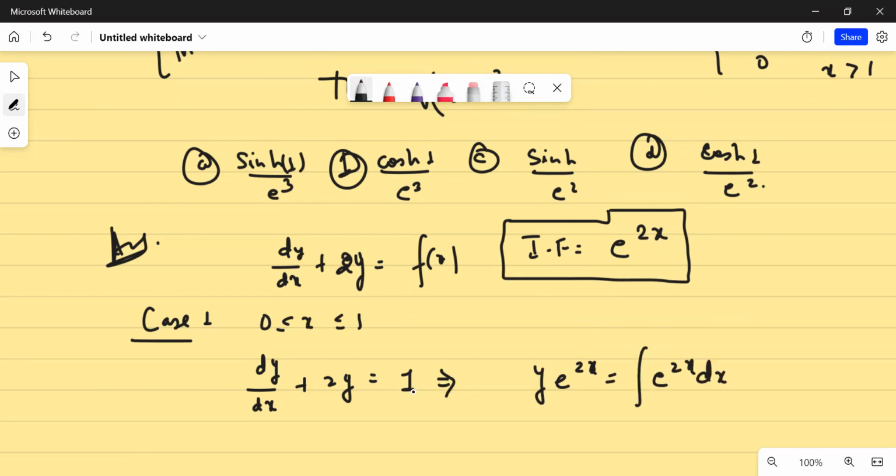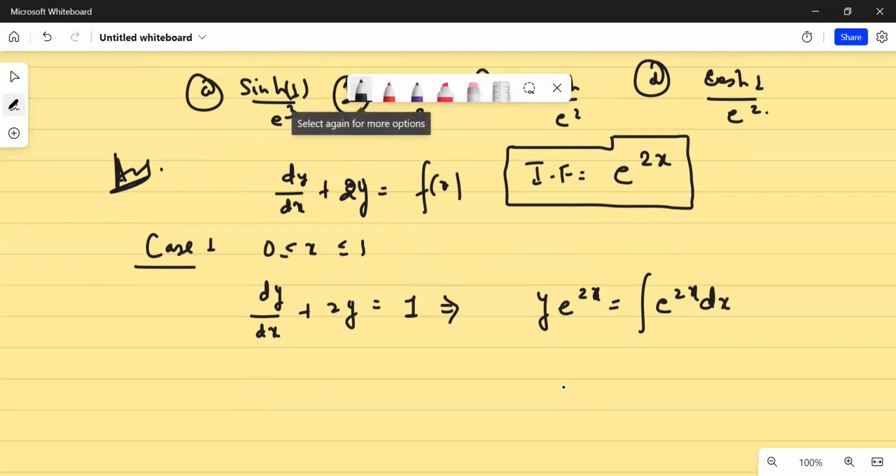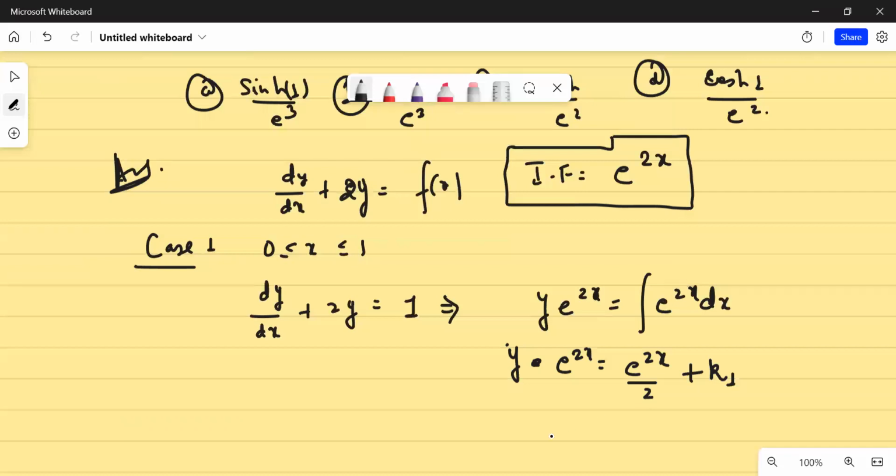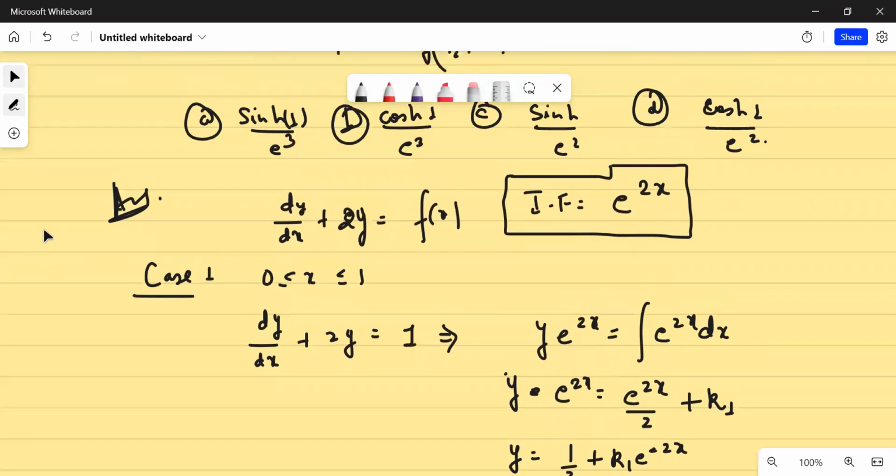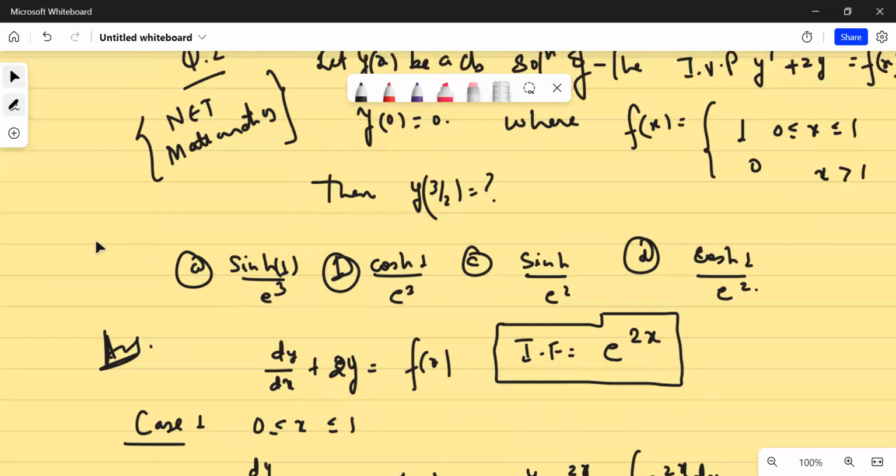Is that clear? So this is 1. So I'll simply write 1 into the integrating factor, that is e to the power 2x. So what will I get? I will simply get y into e to the power 2x is equal to e to the power 2x divided by 2 plus some constant k1, and I divide it. So what I'll get, y is equal to 1 over 2 plus k1 e to the power minus 2x.